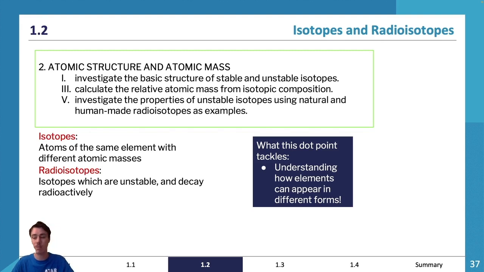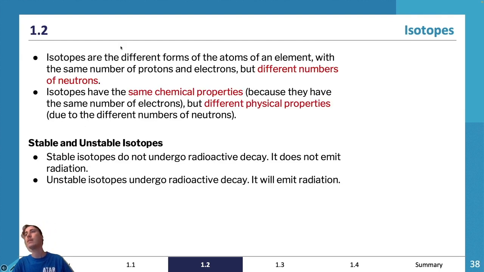Isotopes are those different variations. Radioisotopes are isotopes that are unstable and decay radioactively. Carbon-13 and 14 are examples of that. They're not very stable, and that's why there are low percentages of them. As we said, isotopes are different forms of atoms of an element with the same number of protons and electrons but a different number of neutrons. Isotopes have the same chemical properties because they have the same number of electrons, but different physical properties due to the different number of neutrons.